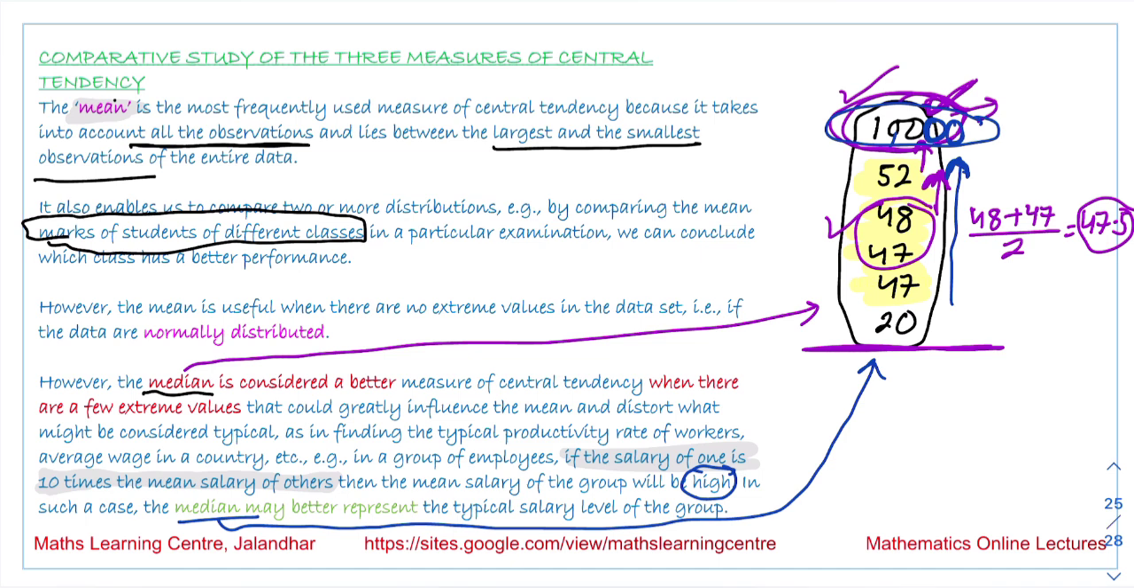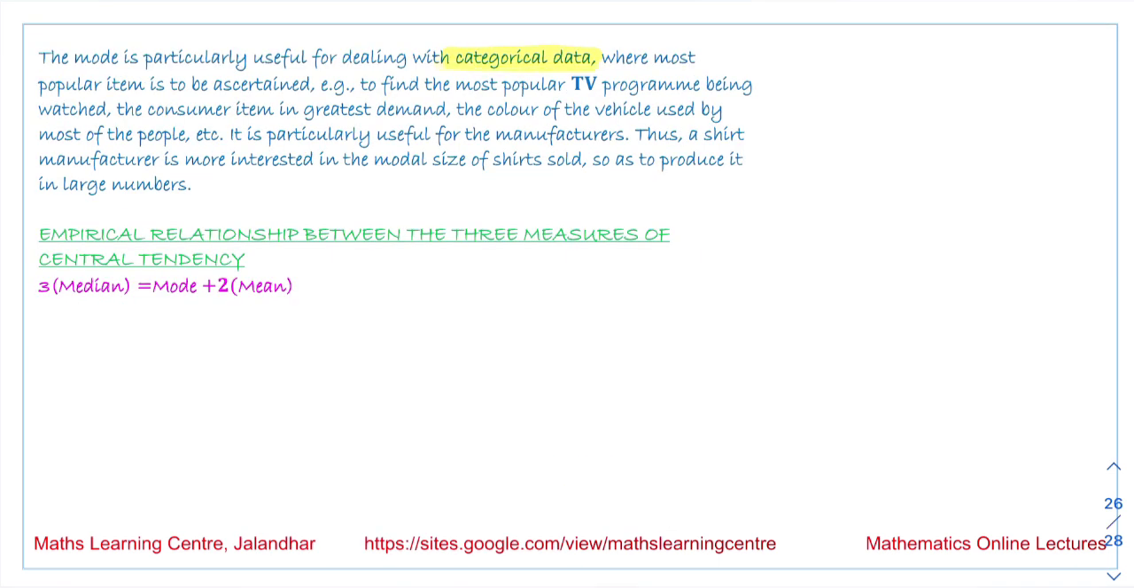Next we are talking about the mode. Mode we generally use when we are talking about categorical data. When we are saying which is the most popular item, for example as mentioned over here, if we have to find the most popular TV program watched, or the consumer item in greatest demand, in all these cases we generally prefer the mode.